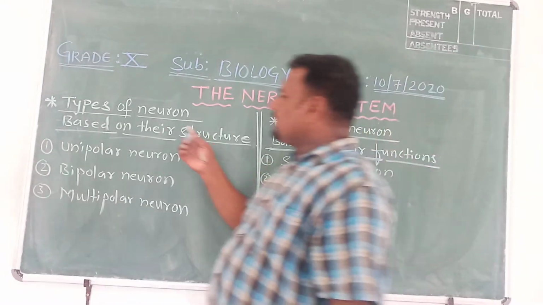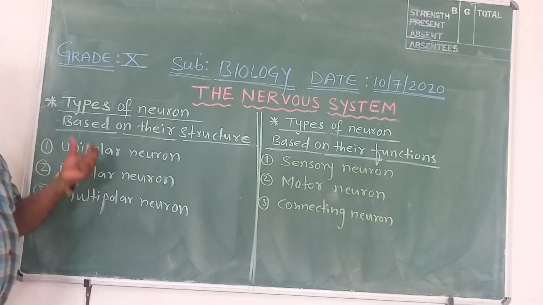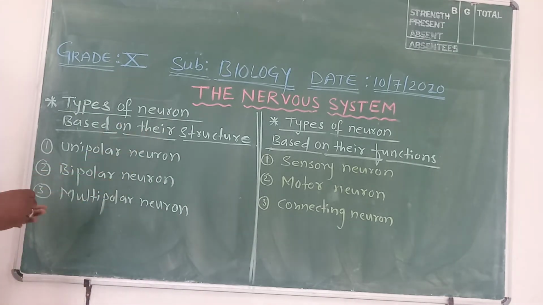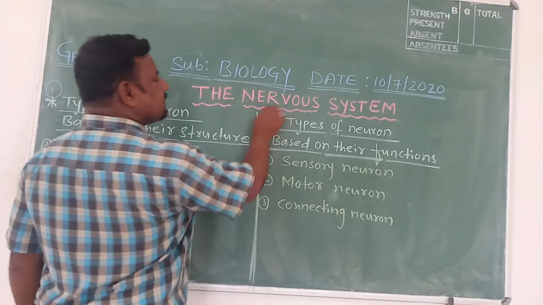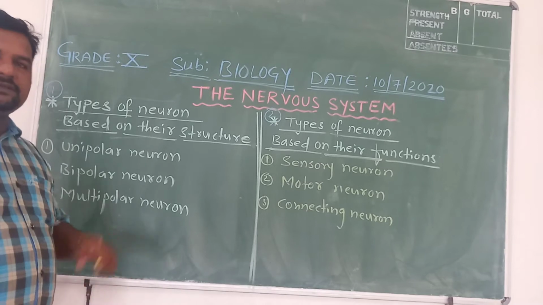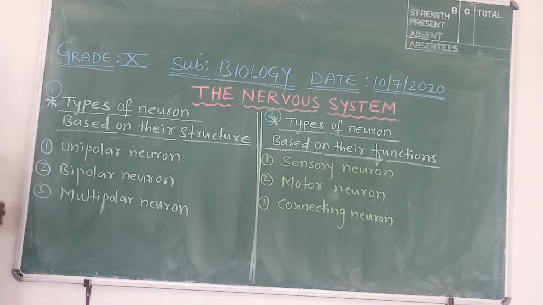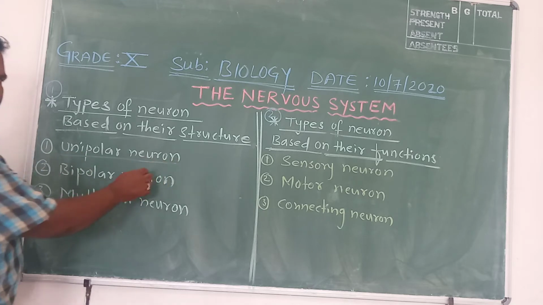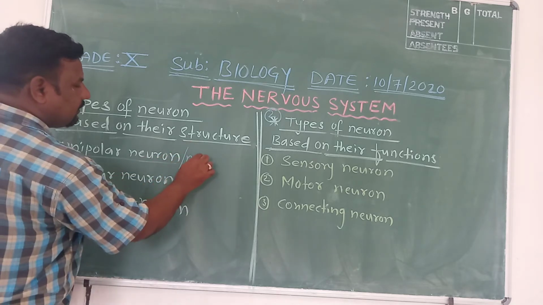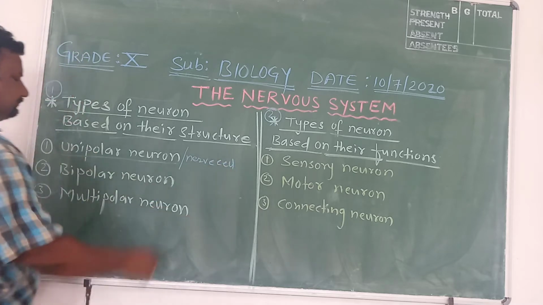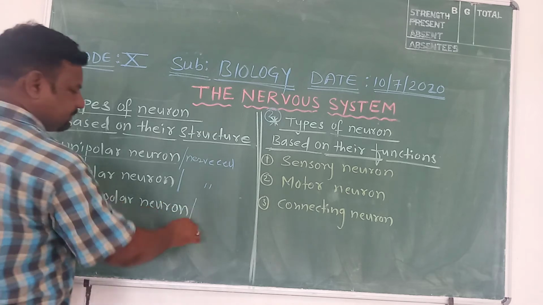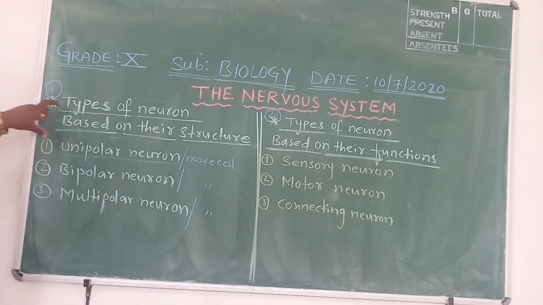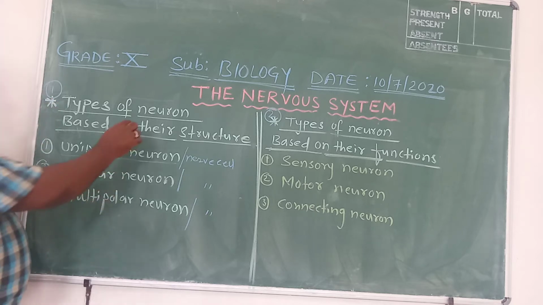Now, let us take the types of neuron based on their structure. The first theme is types of neuron based on their structure, and the second theme is types of neuron based on their functions. Types of neuron based on their structure are three types: unipolar neuron, bipolar neuron or bipolar nerve cell, and multipolar neuron or multipolar nerve cell. So these are the types of neuron based on their structure.